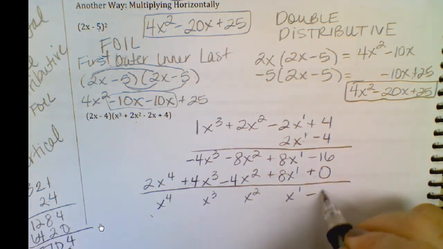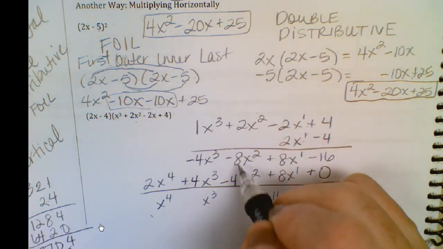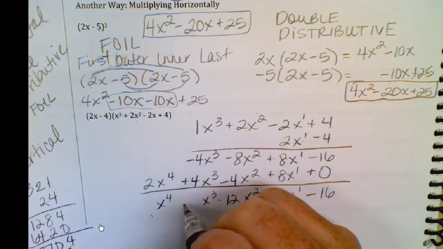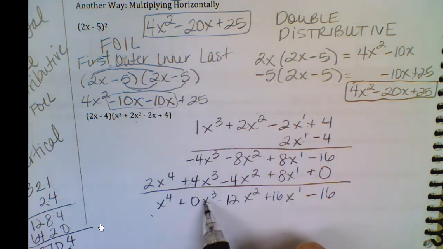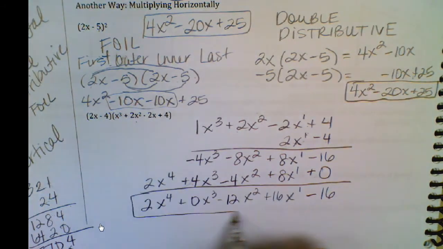So negative 16 plus nothing is negative 16. 8 and 8 is 16. Negative 8 plus negative 4 is negative 12. Negative 4 plus 4 is just 0. So if you wanted to write it without that term there, that would be okay. And then we just have a 2.